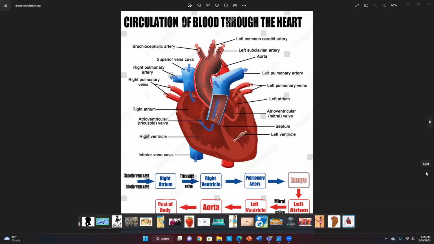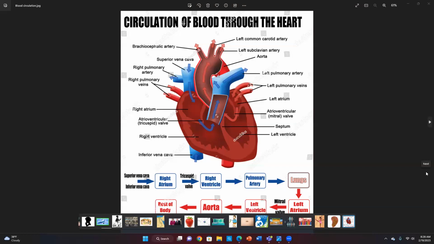So the right atrium, that's where that blood will go. Then it's going to pass through the tricuspid valve. Then it's going to go to the right ventricle. The right ventricle will forcefully push the blood through the pulmonic valve to the pulmonary artery, and then that blood is going to go to the lungs.